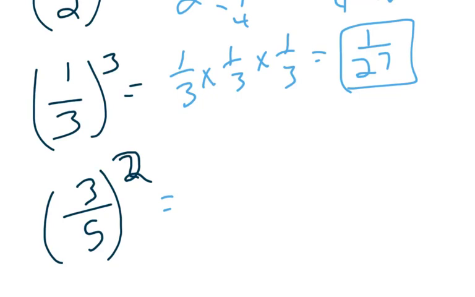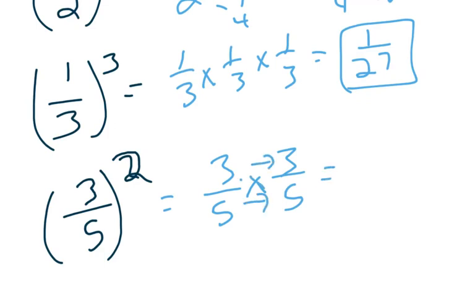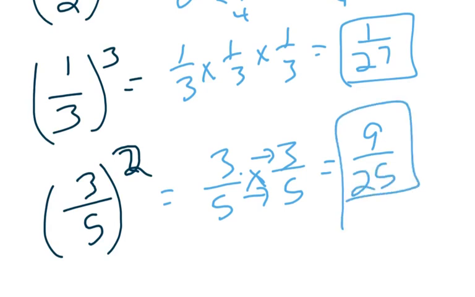Now, what happens if you have 3/5 to the 2nd power? Well, that's just 3/5 times 3/5, and you multiply straight across. 3 times 3 and 5 times 5. 3 times 3 is 9. 5 times 5 is 25, and you get 9/25.